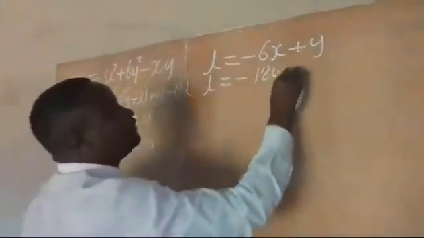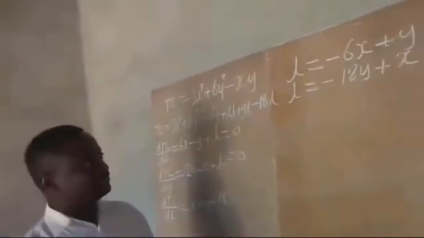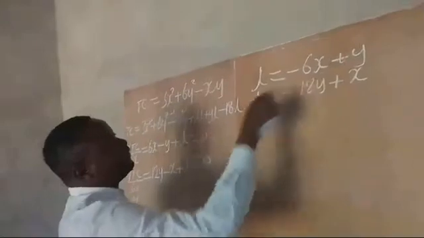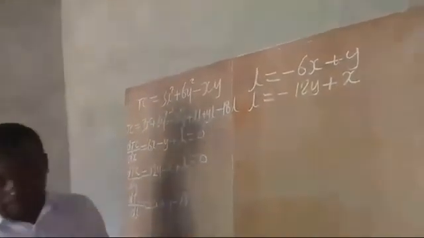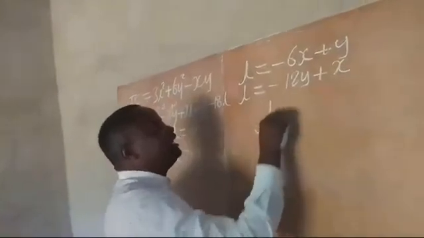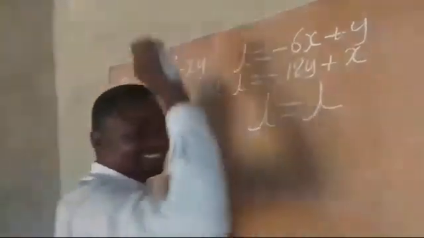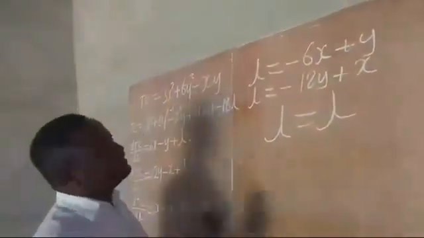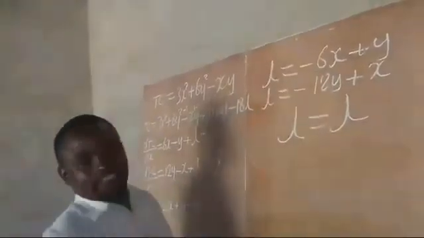This will cross the equal sign and it will be positive x. Have you seen what I have done? In all the two equations, I have made lambda the subject of the formula. At this juncture, I'm going to equate lambda equal to lambda, which means this equation and this equation should be equated.